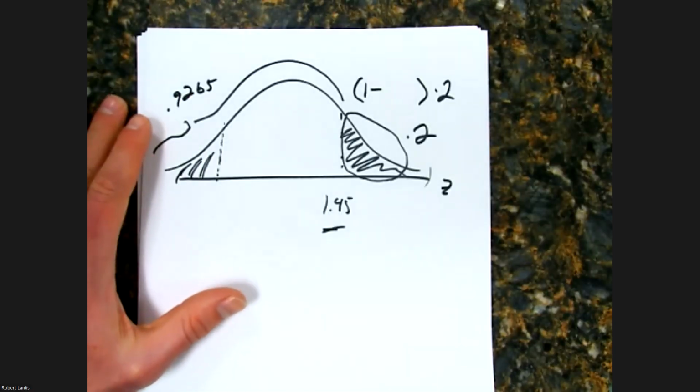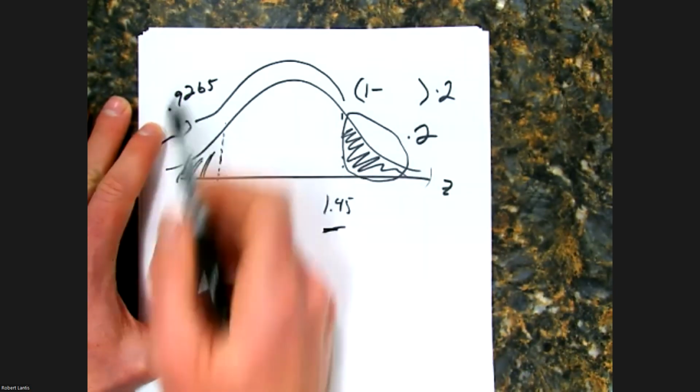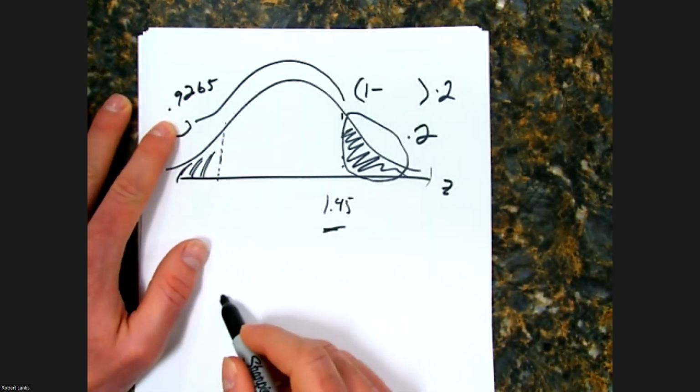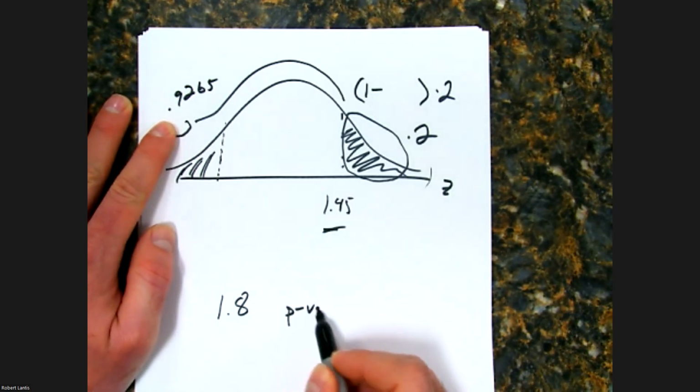So let's say I forgot. Like, I forgot to subtract this from 1, right? This is the area to the left, not the area I wanted, which was to the right. If I multiply this by 2, I'm going to get like 1.8 something. Why do I know this can't be the p-value?